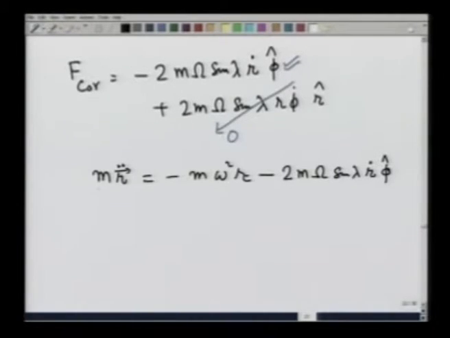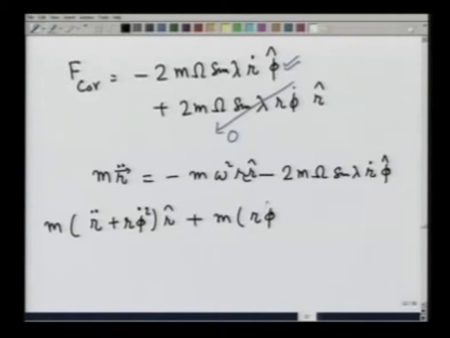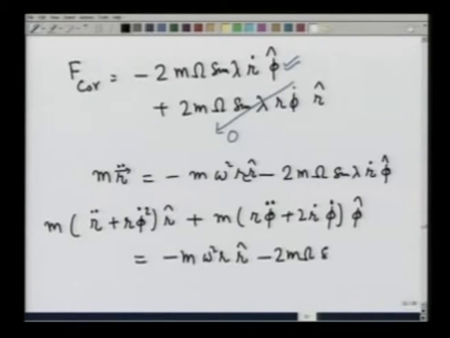So, this should be r vector, and this I am going to write as m, r vector is r double dot plus r phi dot square in r direction, plus m r phi double dot plus 2 r dot phi dot in phi direction, and that should be equal to minus m omega square r in r direction minus 2 m omega sine lambda r dot in phi direction. Again, as I argued earlier, phi dot square is of the order of omega square, so I am going to neglect it here, and therefore my equations of motion in the r and phi directions become, this m is also going to drop out.